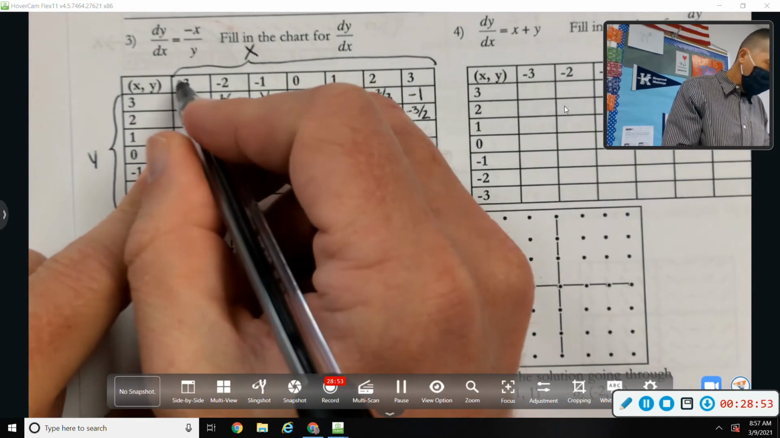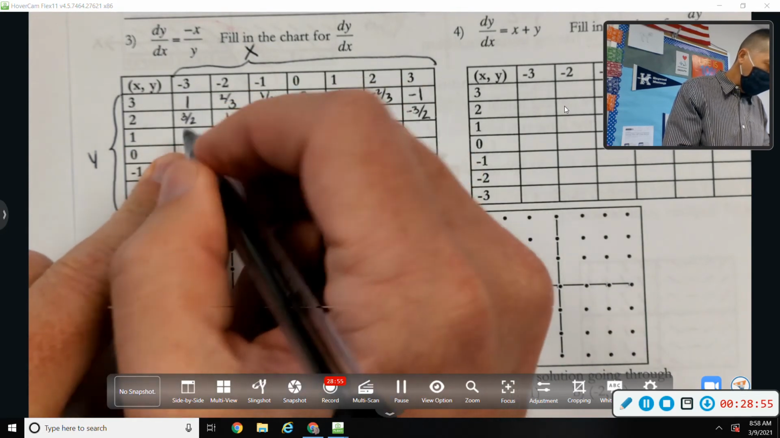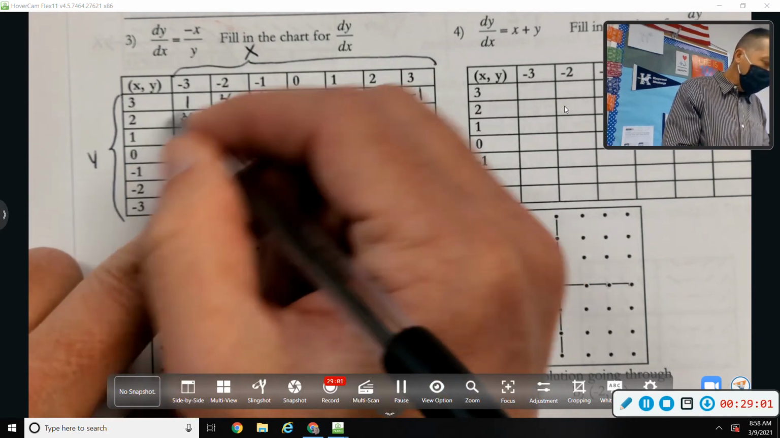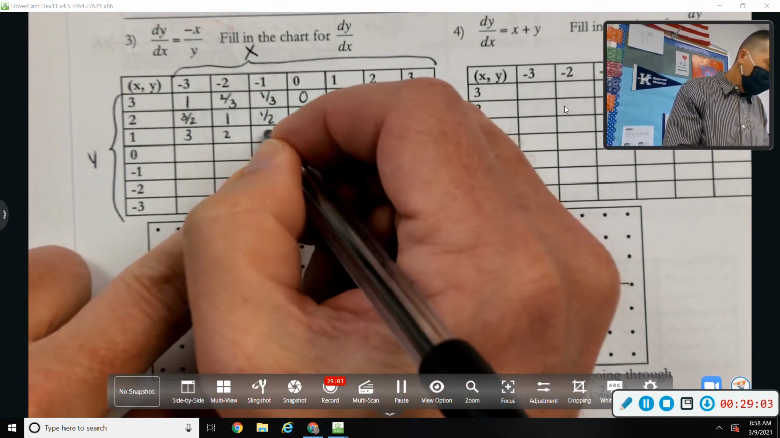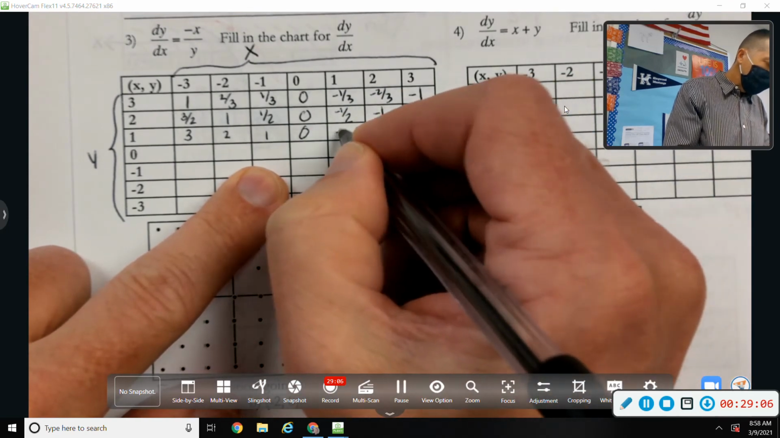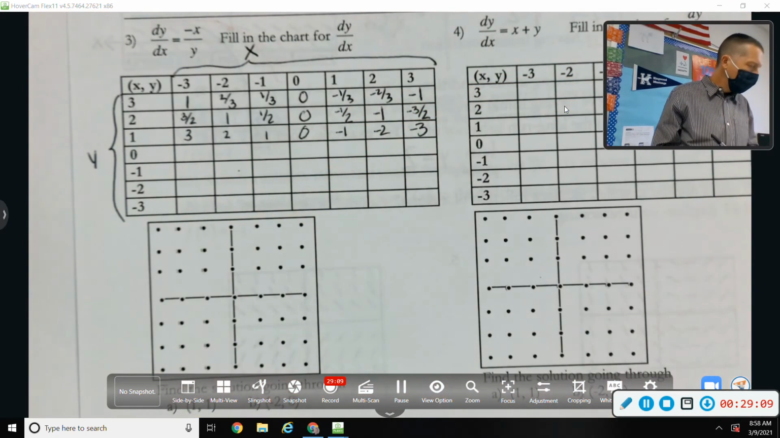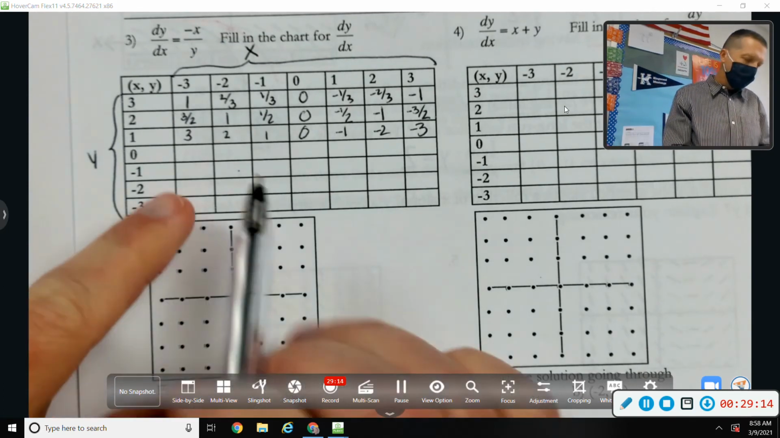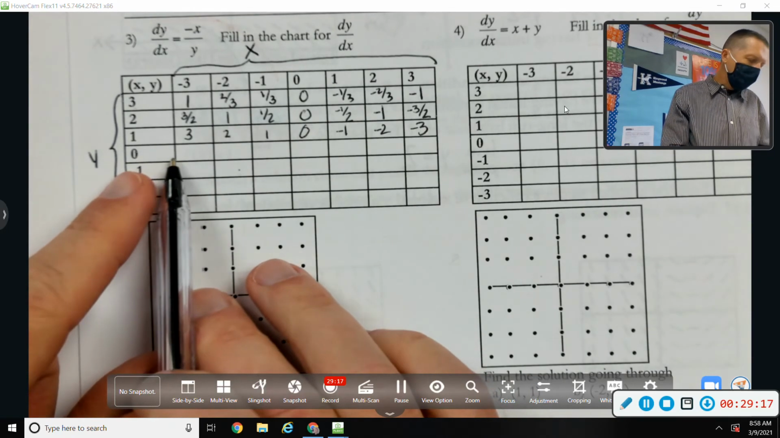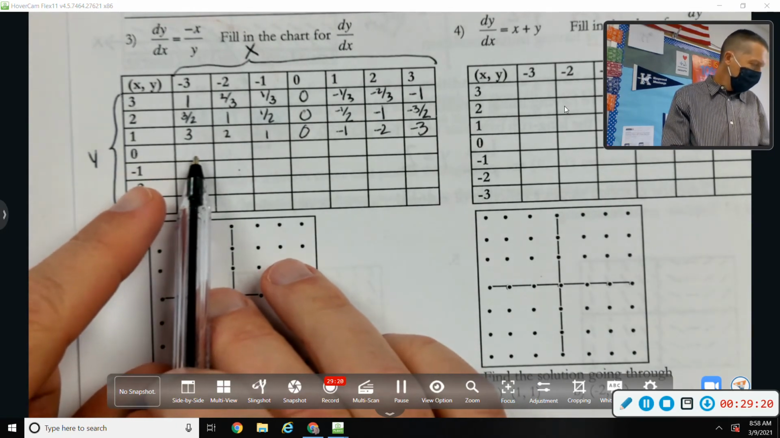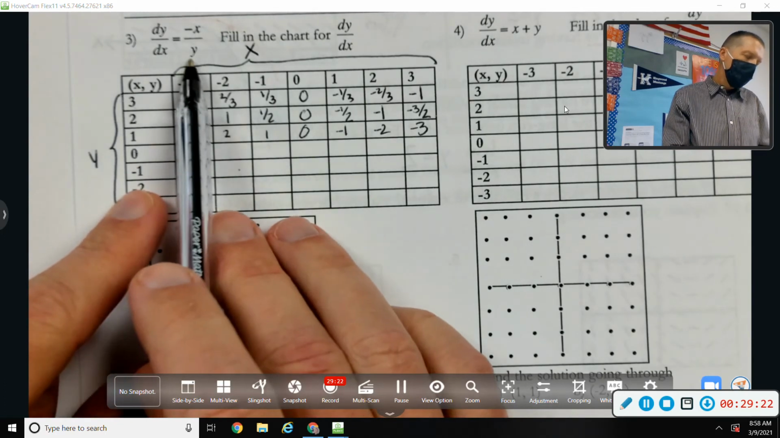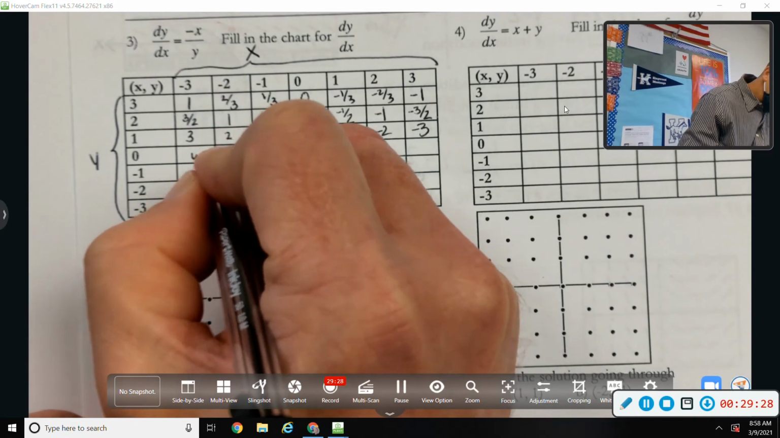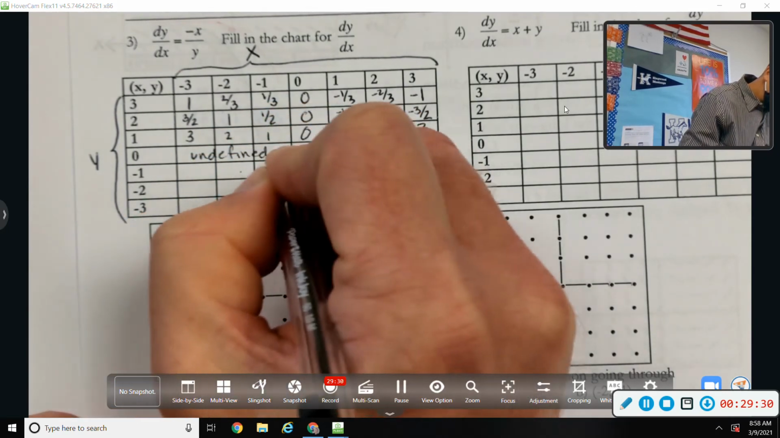See, next row, always x over y, but with a negative. So that'd be 3. X over y. Oh yeah, if y is 1, this is good. 2, 1, 0, -1, -2, -3. What about if y is 0? Undefined. In fact, if y is 0, I'm going to kind of cheat and just do it this way. Undefined all the way.